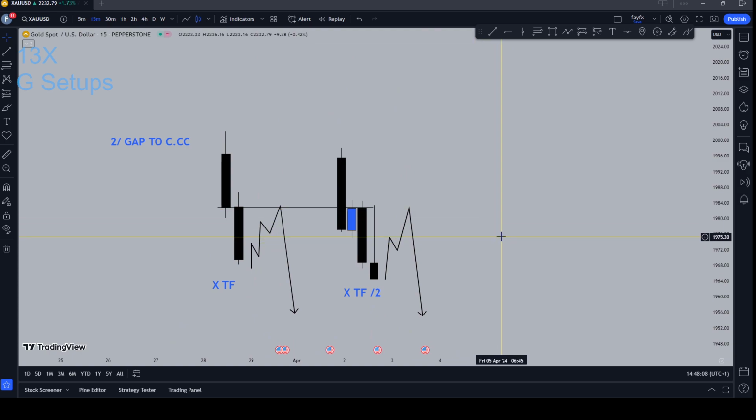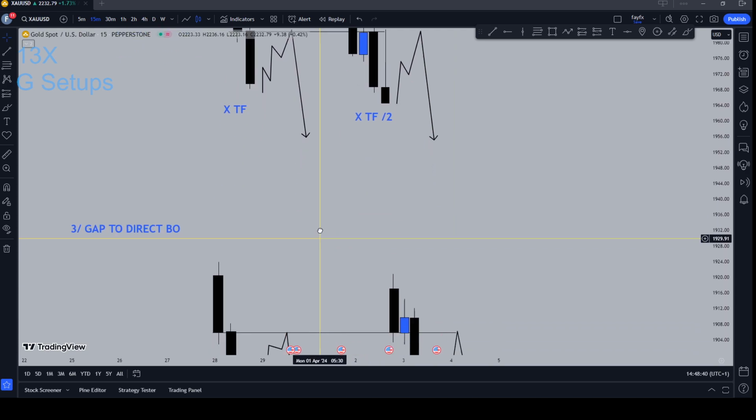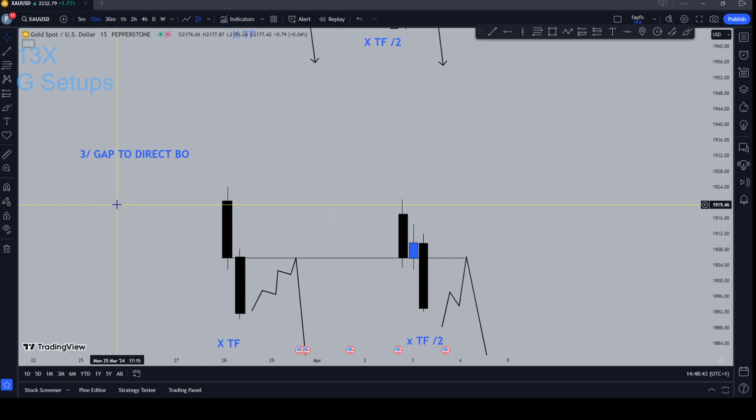Second type, the one I love, is a gap to classic CC. On X time frame, we have a gap. One time frame lower, we have a classic CC. This is very, very amazing. I like it. And later on, I will explain to you in private when, where and how to use them. They are very powerful.